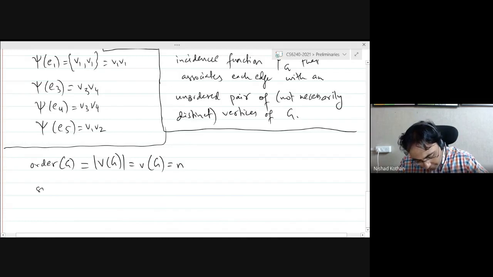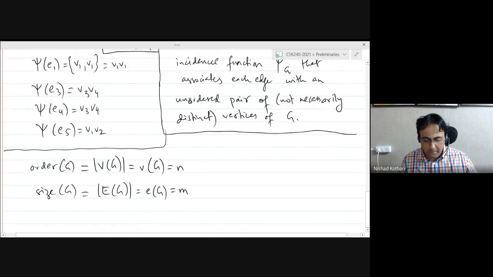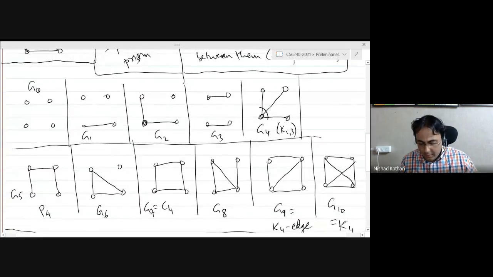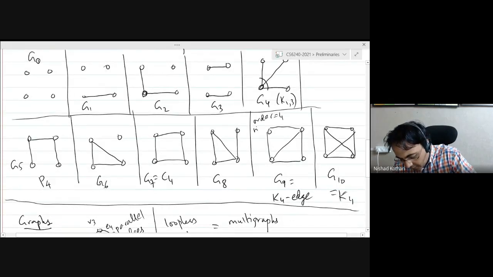And size of a graph is the number of edges, also often denoted as little e of G, and generally denoted by m. Okay, so just to give you an example, this graph here G9 has order 4 and size 5.